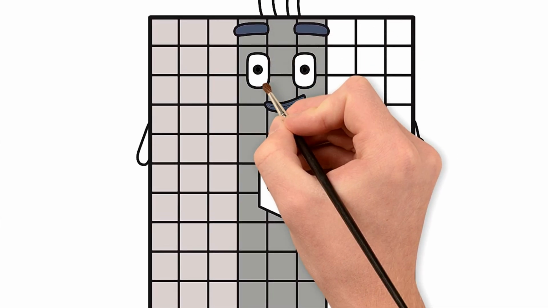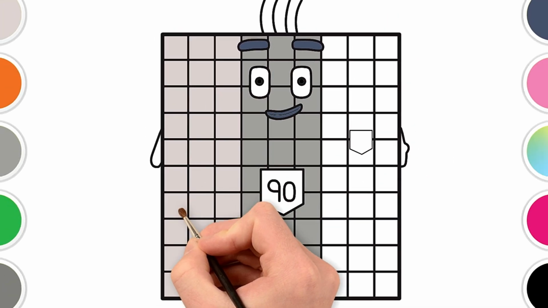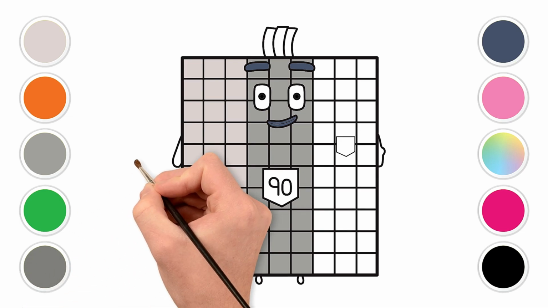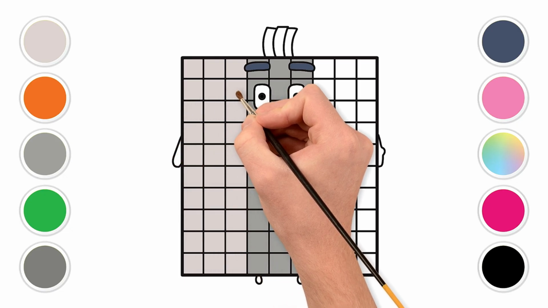What a happy place. And finally, color the last three columns with dark gray. D-A-R-K-G-R-A-Y. Dark gray. All these shades of gray make me look very sharp.